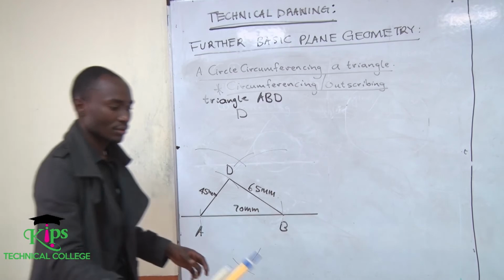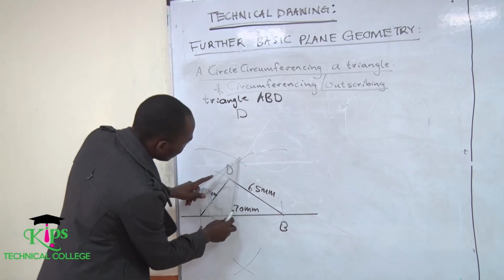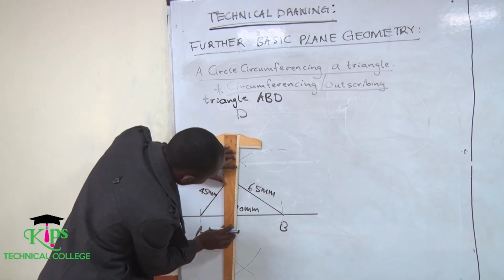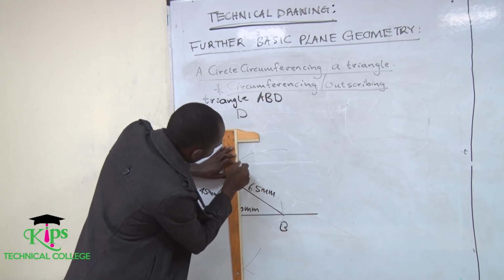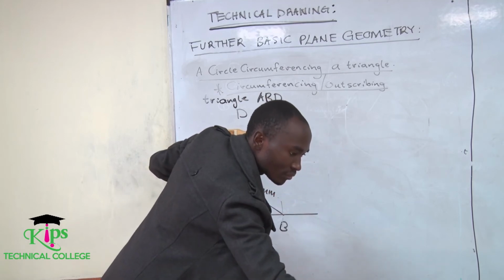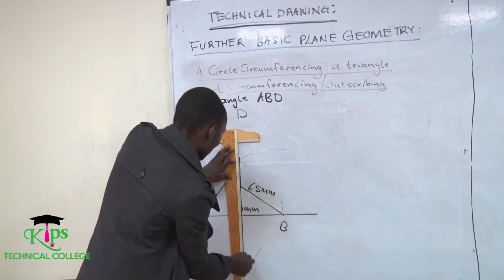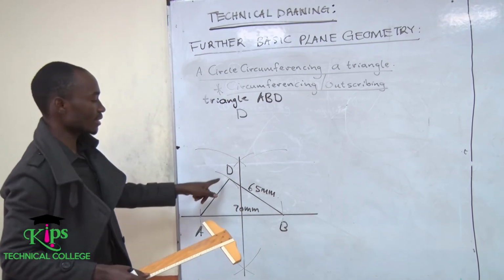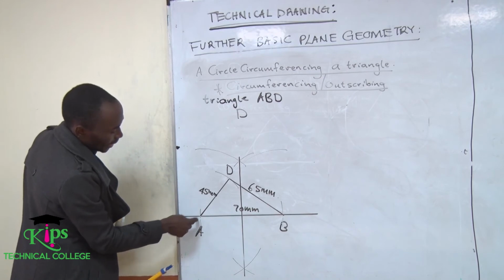Then again, you join those two points, like this. Then again, you can decide to choose this side and also bisect. So you will bisect line A, D.